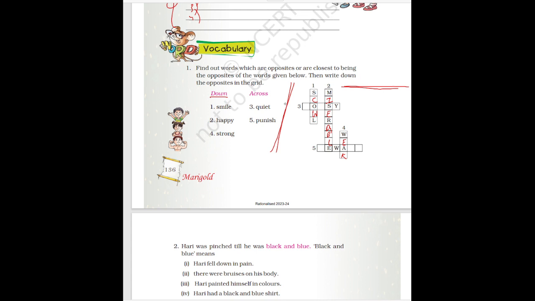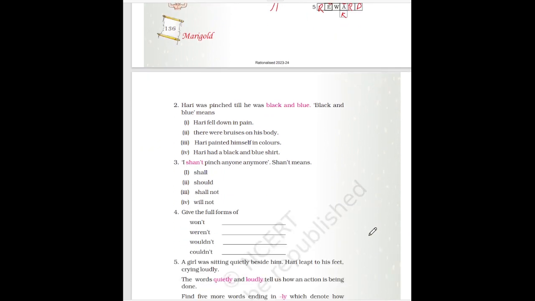Then across, like this we have to solve. Quiet, opposite of quiet will be noisy. Then fifth one is punish. Opposite will be reward. You punish or you reward. R-E-W-A-R-D, reward. So like this you have to fill the missing letters.